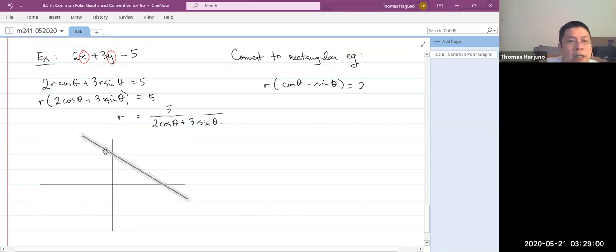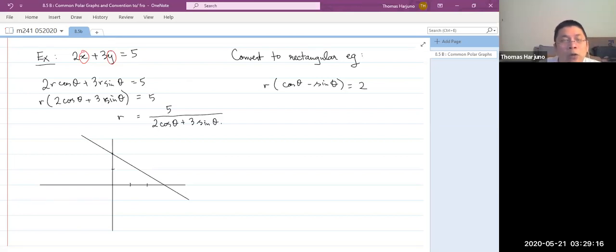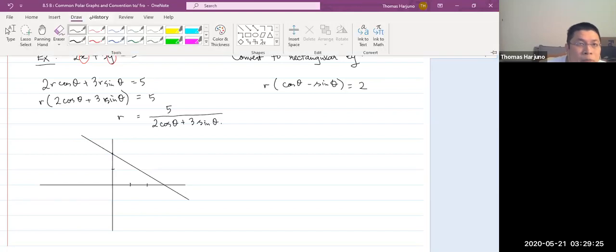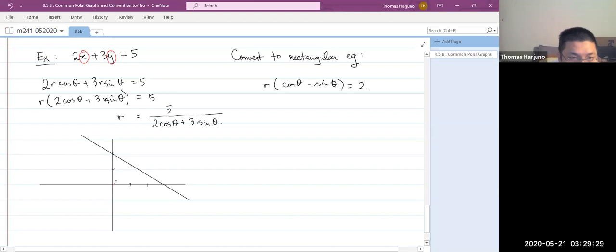Where the x-intercept is (3, 0), and the y-intercept is (0, 2). One of the common questions you get in calculus 1, and in fact even in pre-calculus, is this question: the distance from the origin to the line.